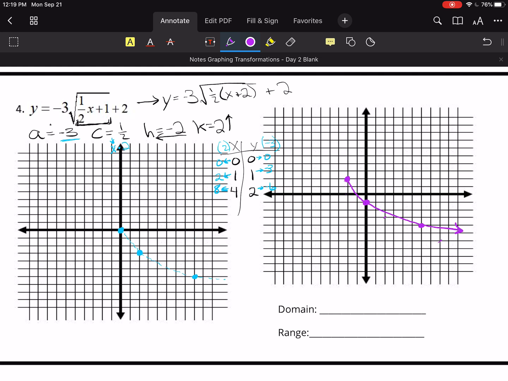All right, so my domain would be from -2 to infinity, or x is greater than or equal to -2. Now my y, I'm going from bottom to top. So this would be from -infinity to +2, or y is less than or equal to 2. Okay? Now let's look at one more of those that contains everything, right?